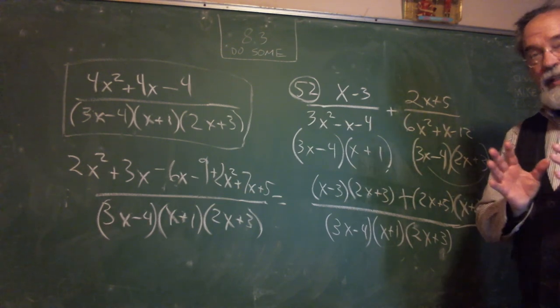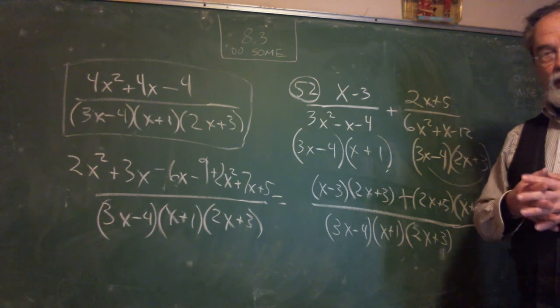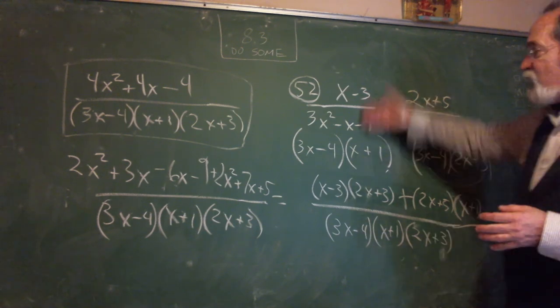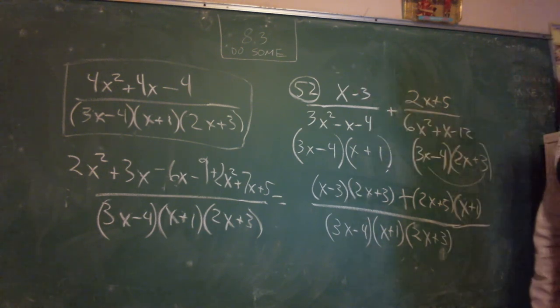The whole point is take the ideas that we learned in chapter 6 and 7 and apply them to these fractions with letters in them called rational functions.